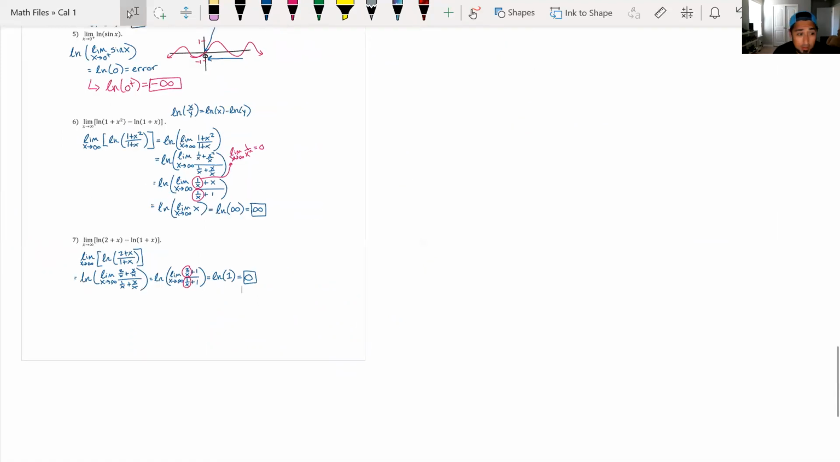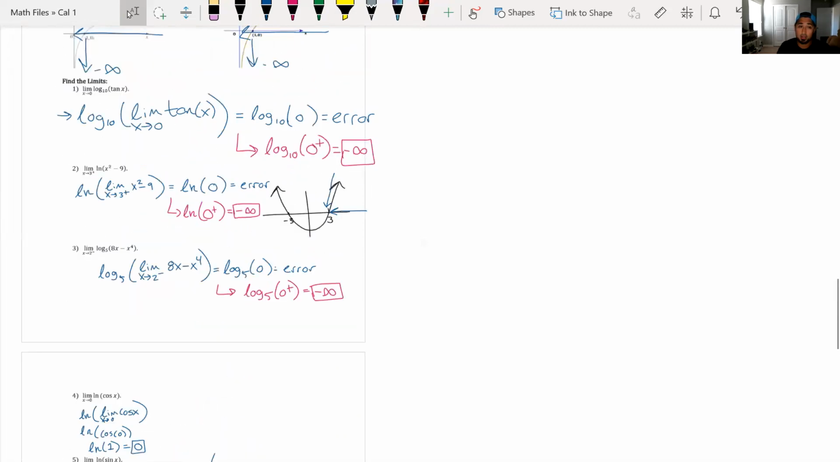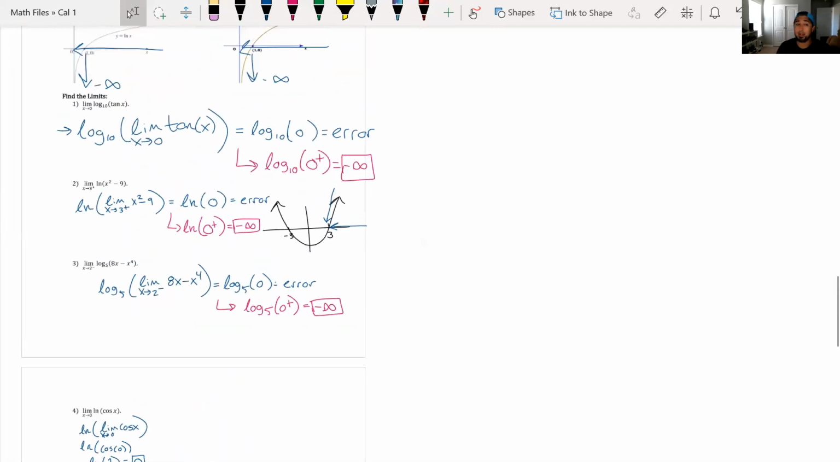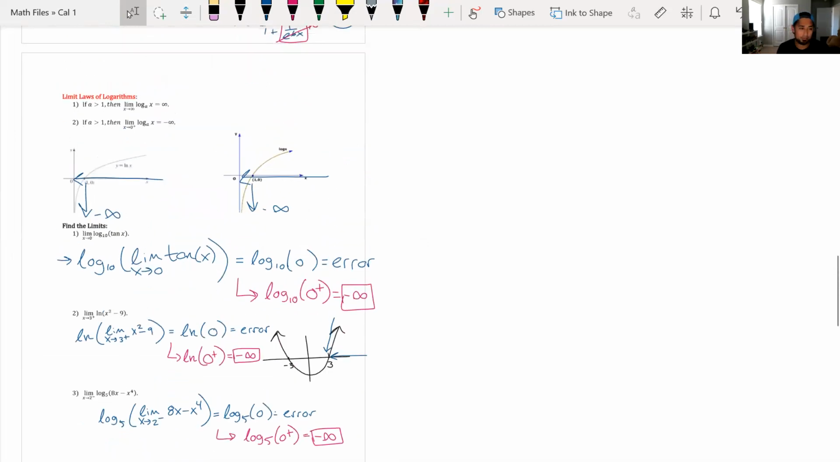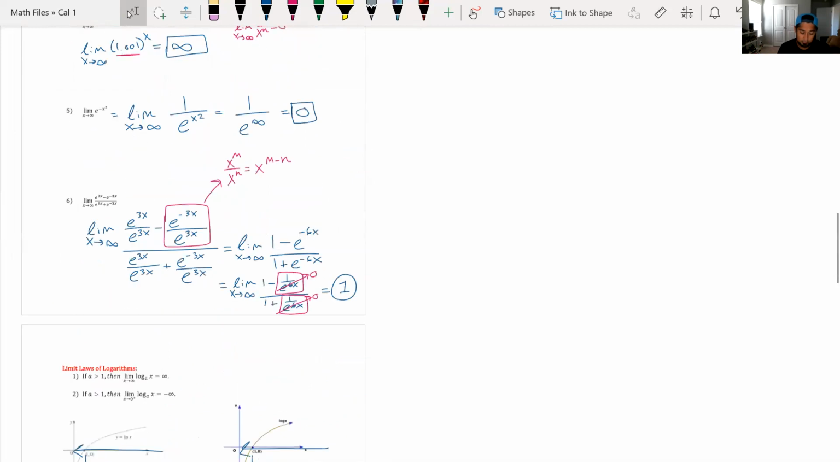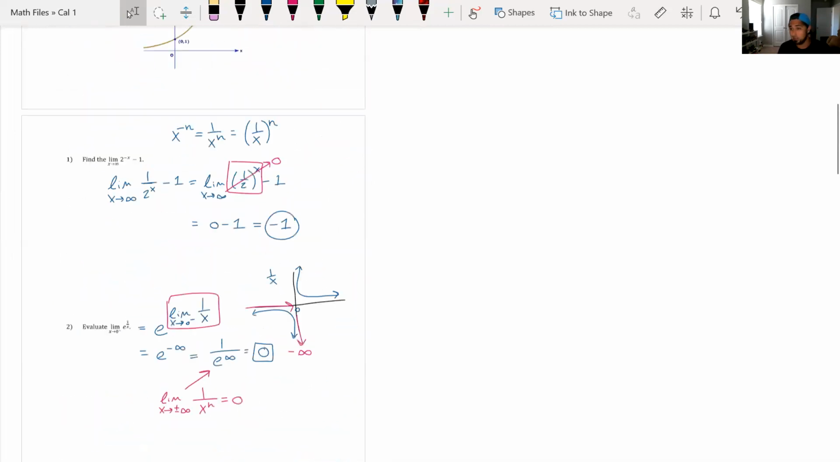Okay. But those are exponential limits and logarithmic limits. If you think of the graph and apply all the tricks we have learned so far, they're not so bad. If you think they are, then just get your calculator out. But other than that, this lesson is done. All right, good times.